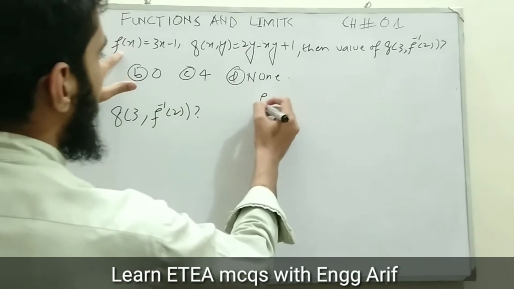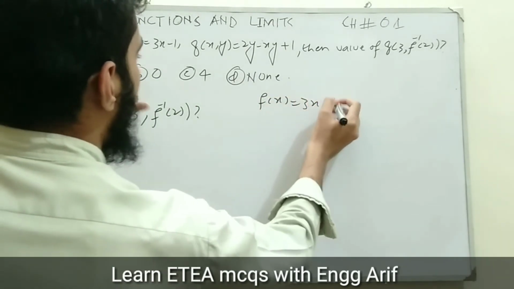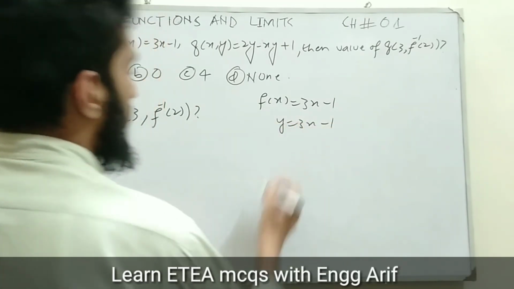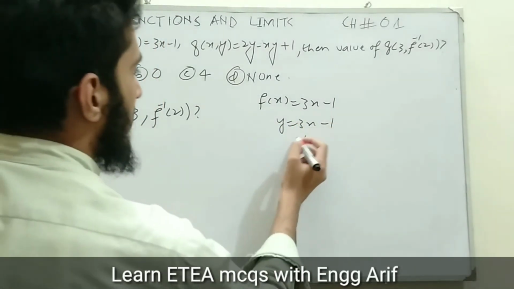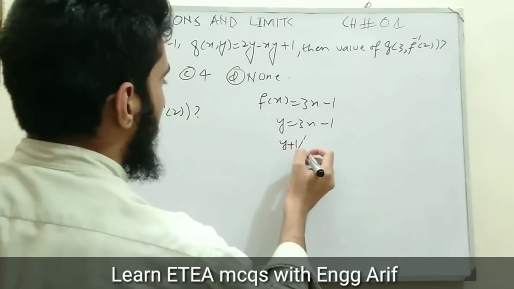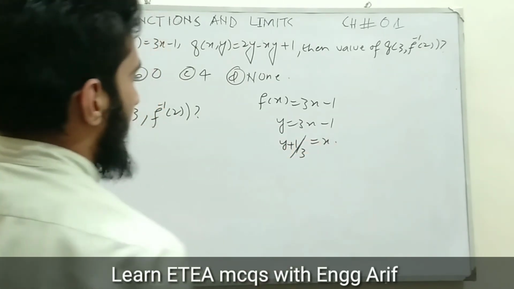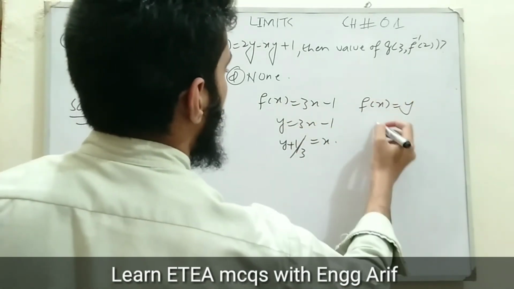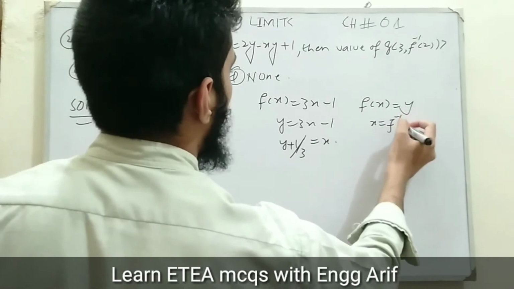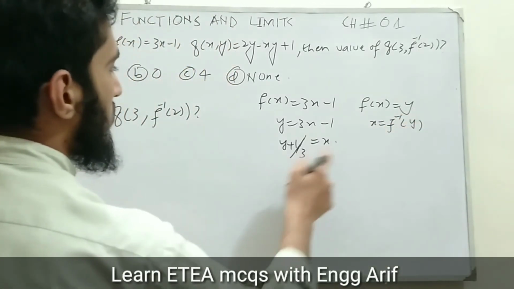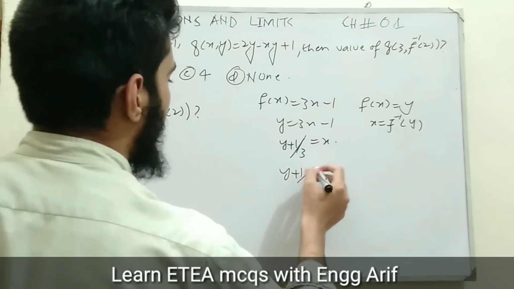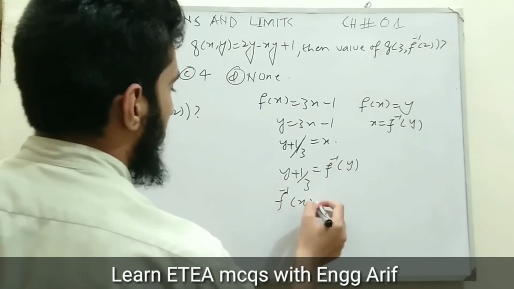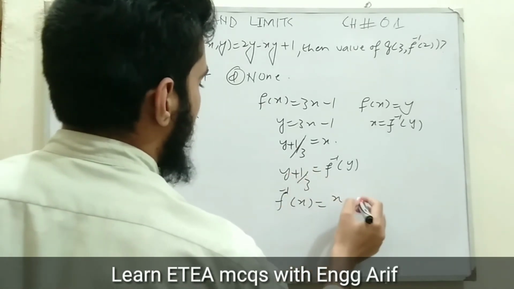So f of x is equal to 3x minus 1. Let's suppose f of x is equal to y. It is equal to 3x minus 1. So we are going to find the value of x. So the value of x will be y plus 1 divided by 3. Let's suppose this is the value of x from here. Now we know that f of x is equal to y. So f goes toward the right-hand side. It becomes x is equal to f inverse of y. Put x is equal to f inverse y over here. It becomes y plus 1 divided by 3, and f inverse of y. Replace y with x, it becomes f inverse of x is equal to x plus 1 divided by 3.